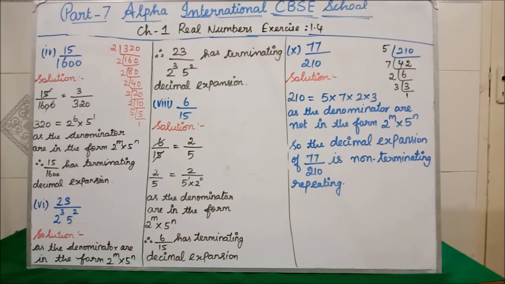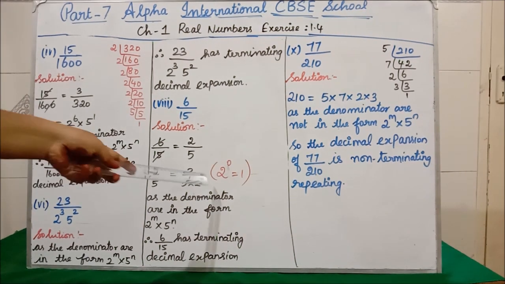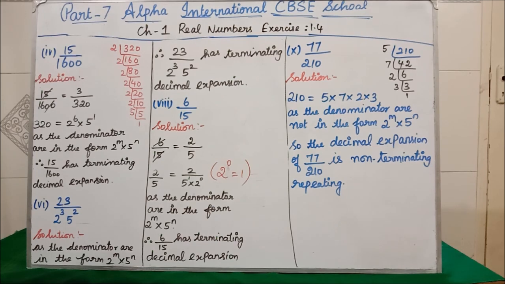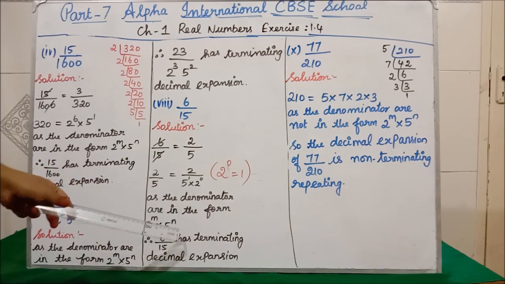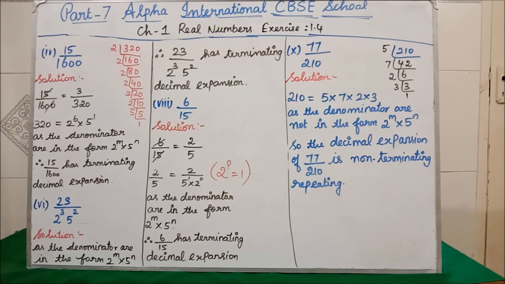Previously I have told you what is the value of 2 power 0. Since the value of 2 power 0 is 1, we all know. Okay, anything power 0 is what? 1. So as the denominator are in the form 2 power m into 5 power n. Isn't it? I told you before itself. 5 into 2 answer is what? 10. Similarly 2 into 5 is what? That also 10. So you can interchange and you can write 5 into 2 or 2 power m into 5 power n. Both are same only.